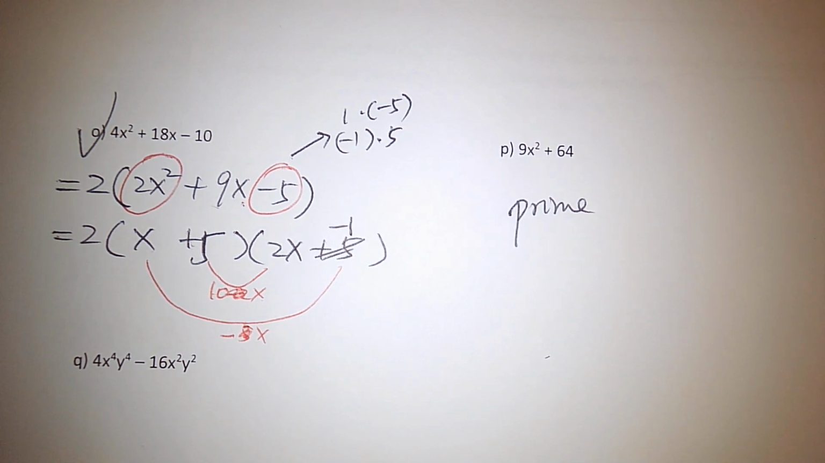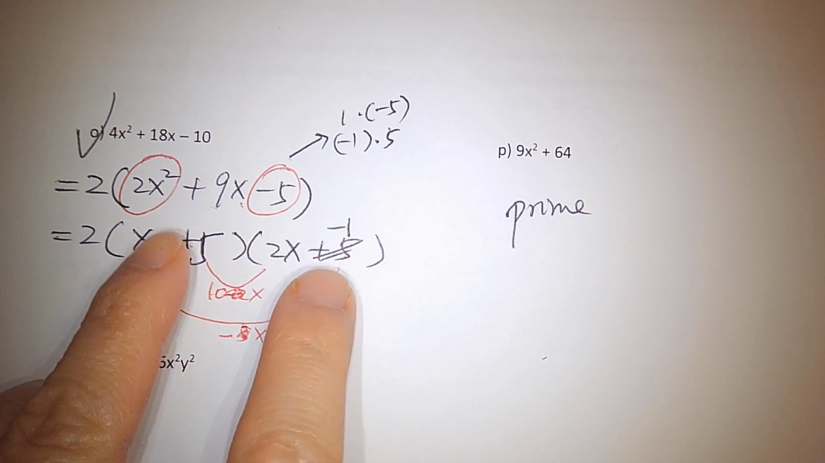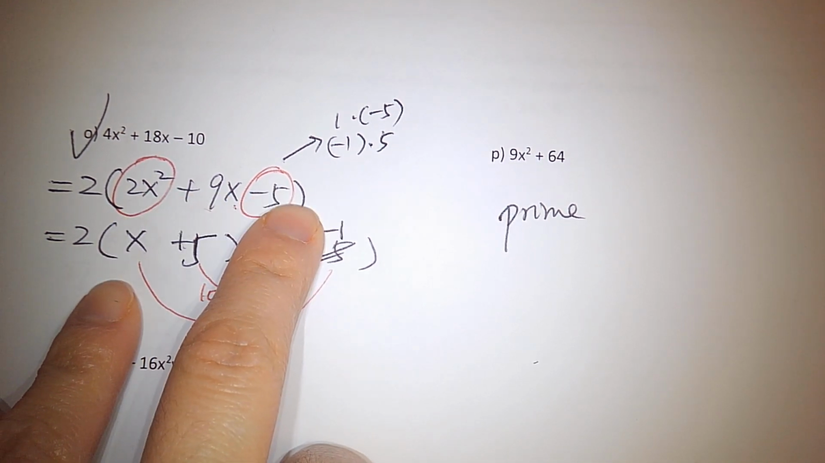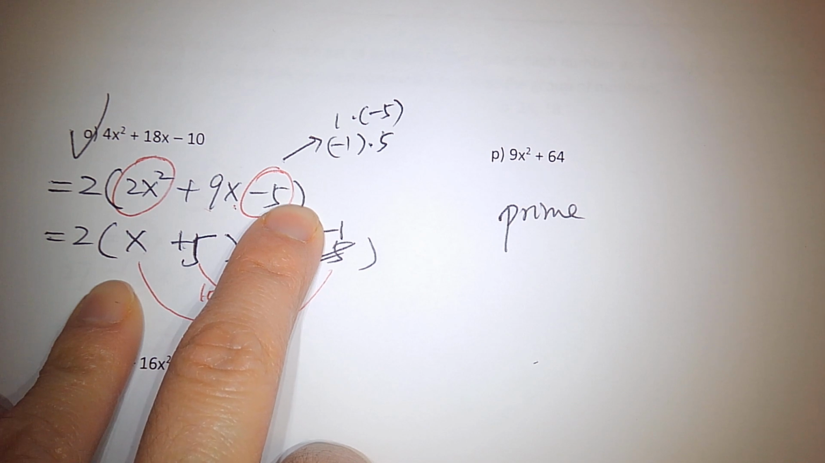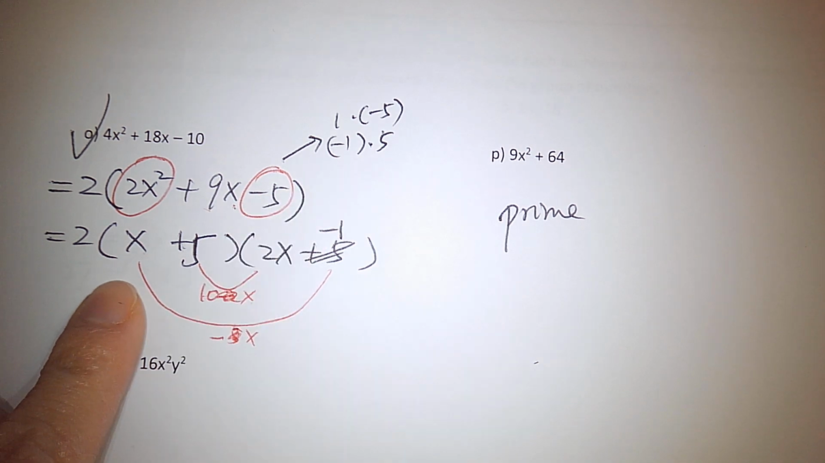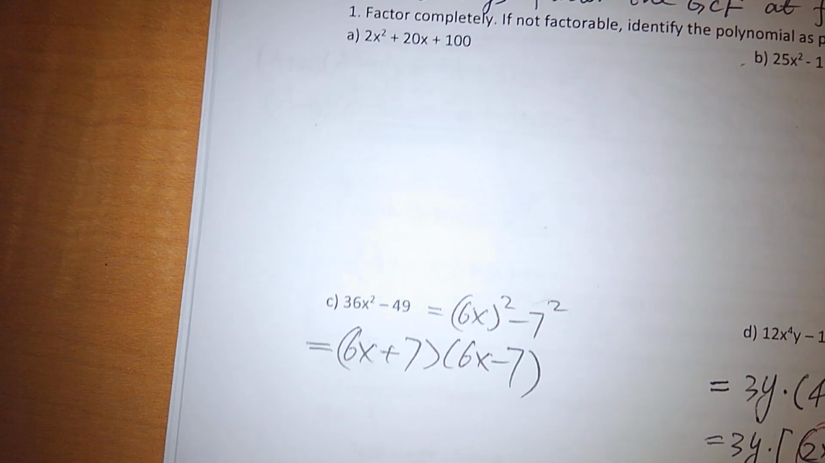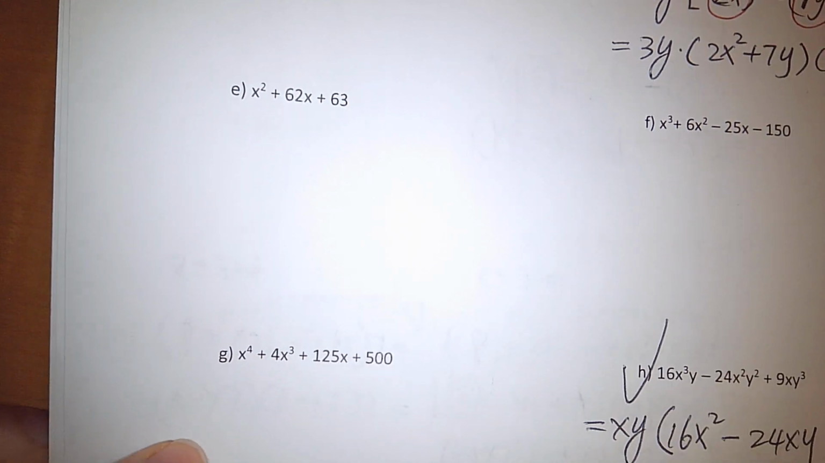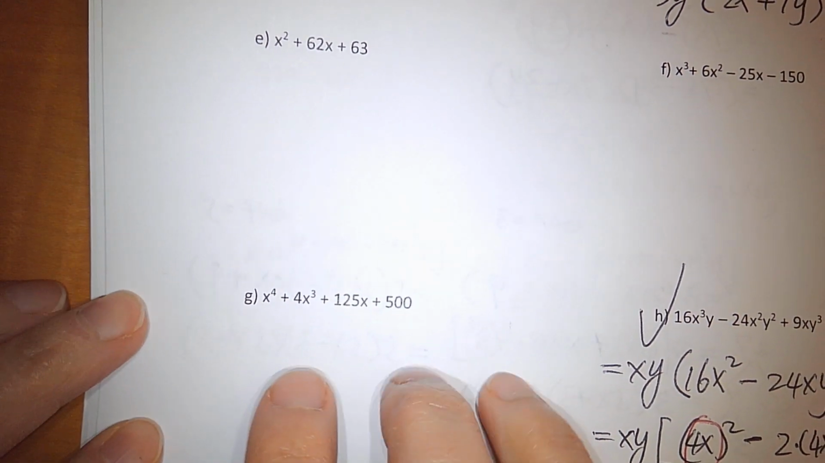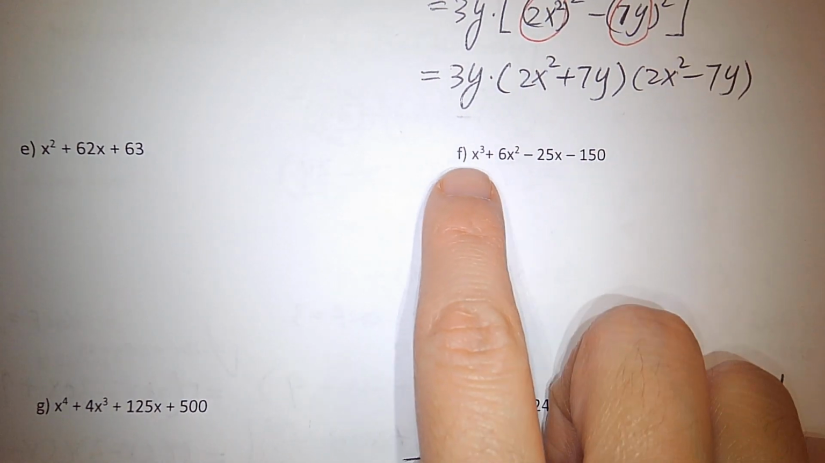If you forget how to use this method or the grouping method to factor a trinomial, I would strongly suggest you review section 6.3 and section 6.4. Okay? So that is factoring a trinomial. How about we factor a polynomial with 4 terms? See the example. Let's try number f.